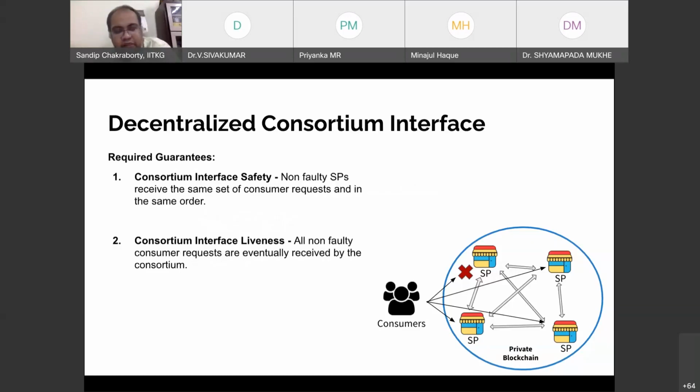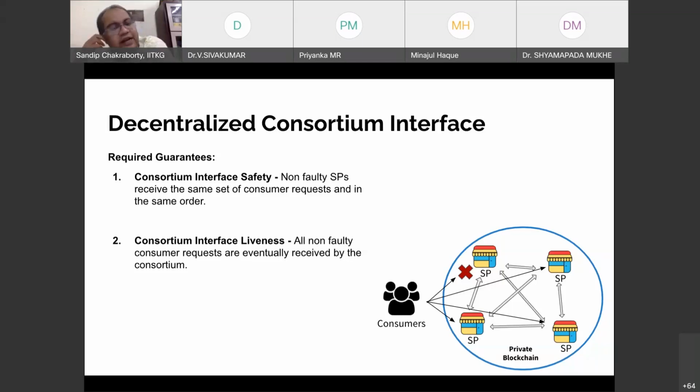So we need to guarantee the safety and the liveness properties of the consortium. The safety property says that no two non-faulty service providers receive different sets of consumer requests, or the same requests in a different order. And the liveness property says that all non-faulty consumer requests are eventually received by the consortium.